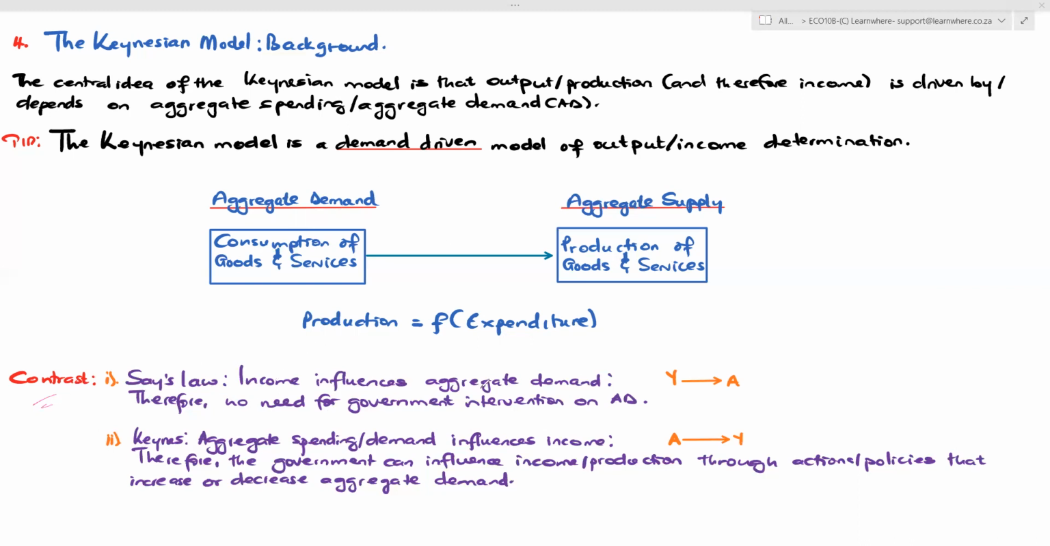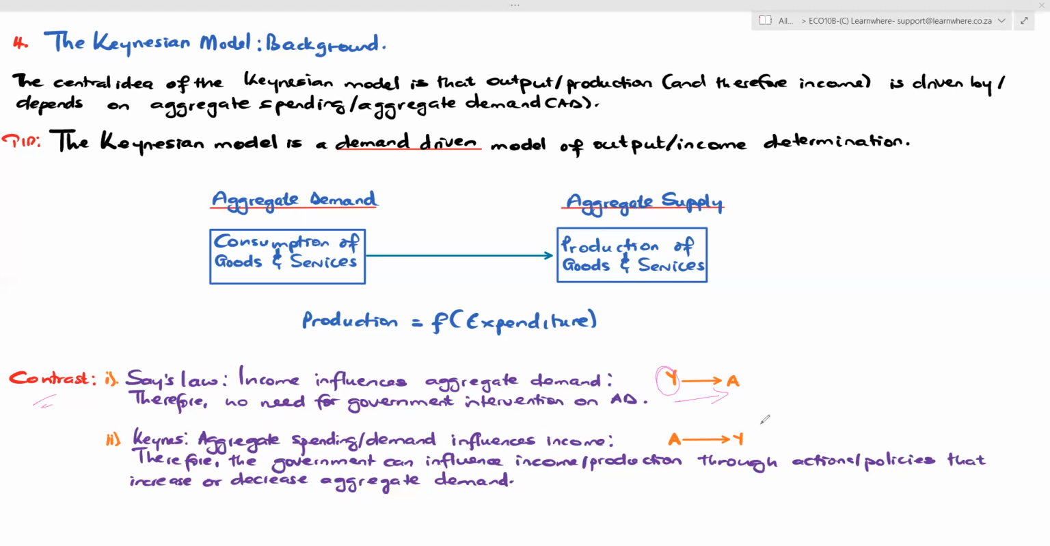So Say's law says income influences aggregate expenditure, so aggregate demand, meaning that the relationship runs from income to aggregate expenditure or aggregate demand. So A here is always going to refer to aggregate expenditure or aggregate demand, and Y is always for income. But remember, income is always equal to production. That's what Say's law says, and therefore there is no need for government intervention on aggregate demand, because why are you going to intervene on aggregate demand when aggregate demand depends on income?